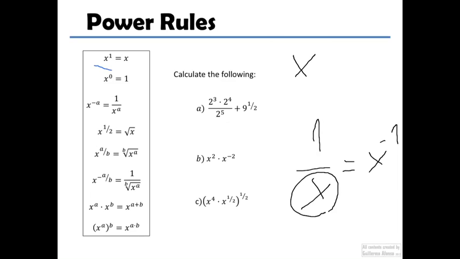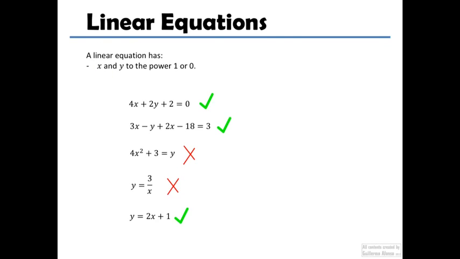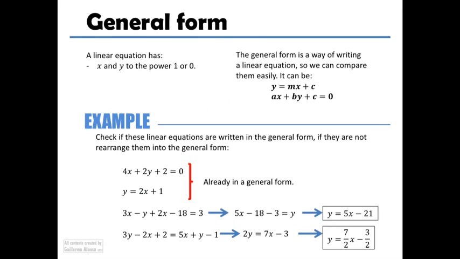This is the only case of x in which we have a linear equation. Again, we can look at these and we can see that this is a linear equation because x is to the power of 1. This is also a linear equation, x to the power of 1. This one's not, x is to the power of 2, so no linear equation here. And this is the one I was talking about, x to the power of minus 1, no linear equation.